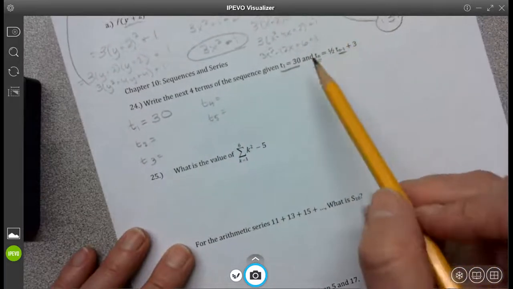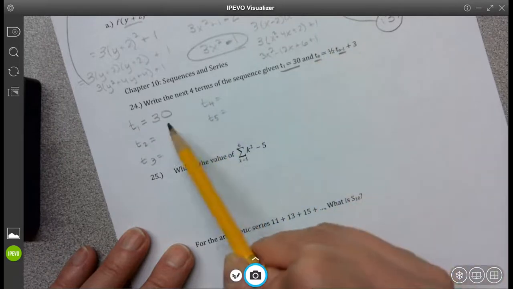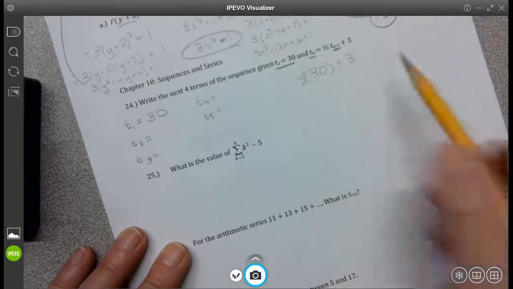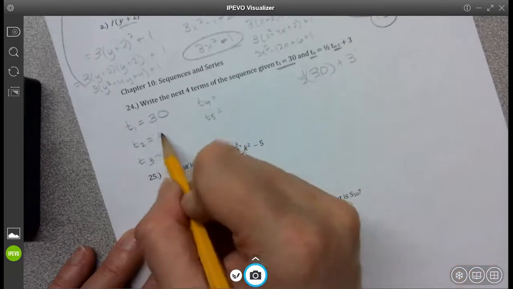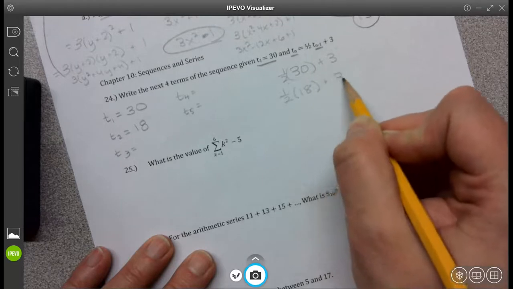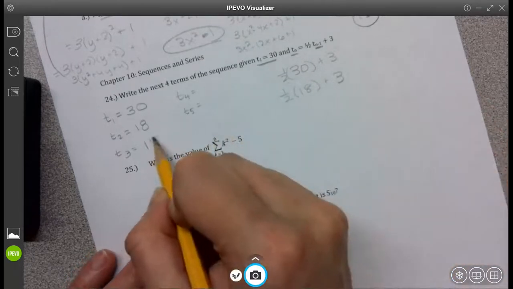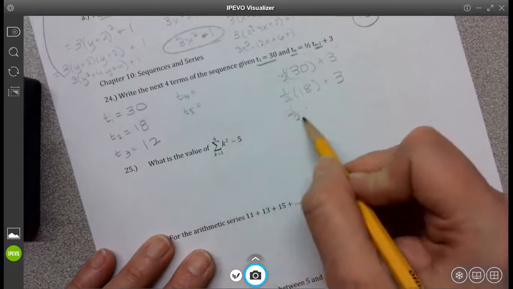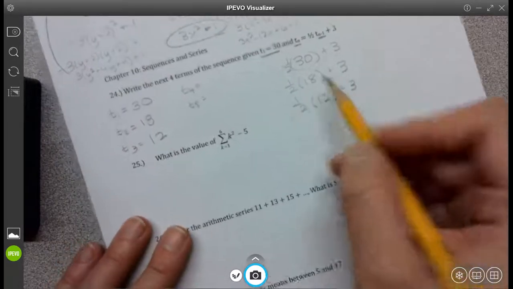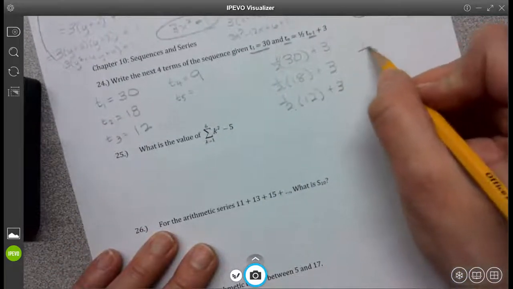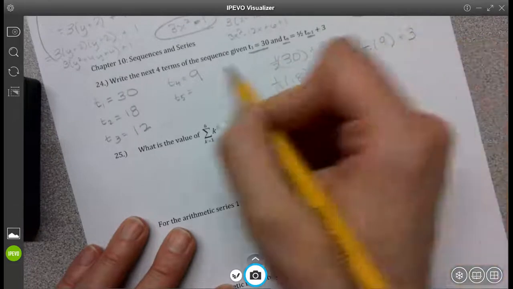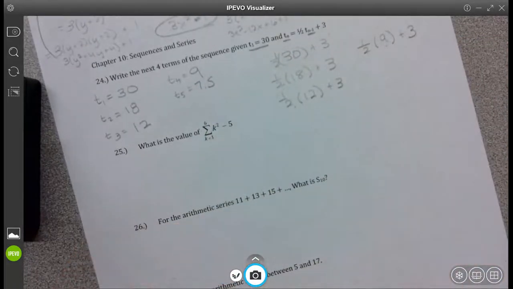So if I'm taking term 2, I'm taking the one before it, 30, multiplying it by a half, and adding 3. 15 plus 3 is 18. The next one, I'm taking a half times the previous term and adding 3. 9 plus 3, 12. So for term 4, I'm taking the previous term, 12, multiplying it by a half, and adding 3. So it's going to be 6 plus 3, which is 9. I'm taking the previous term, multiplying it by a half, and adding 3. Half of 9 is 4.5, plus 3 is 7.5. So that's it.